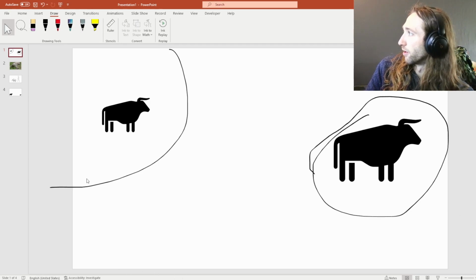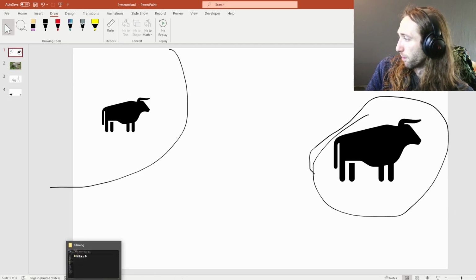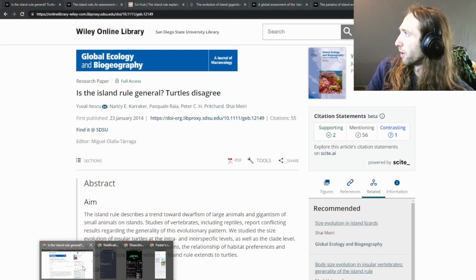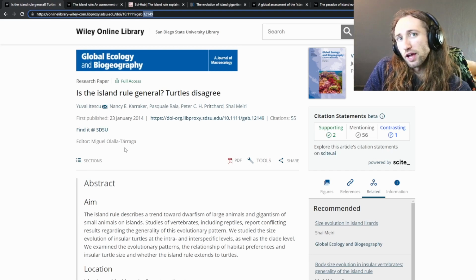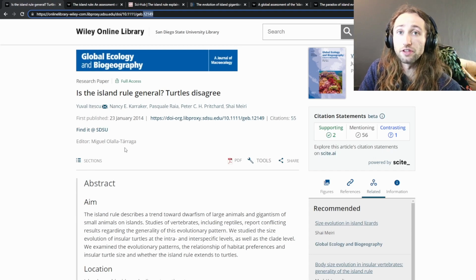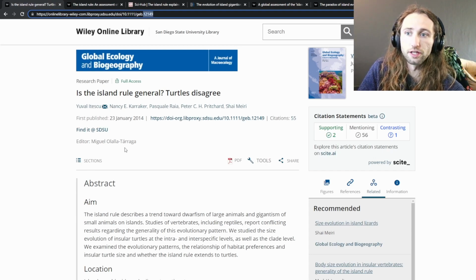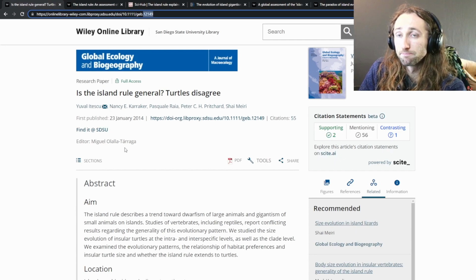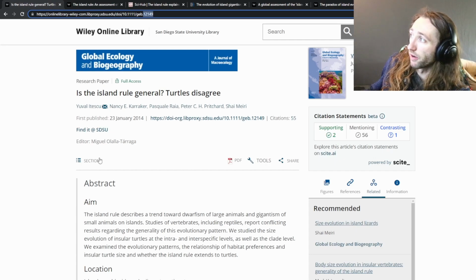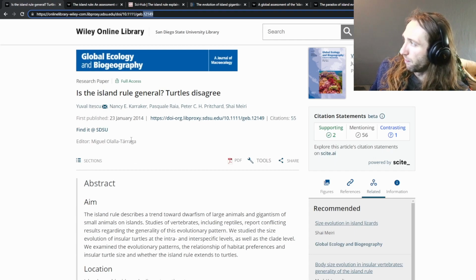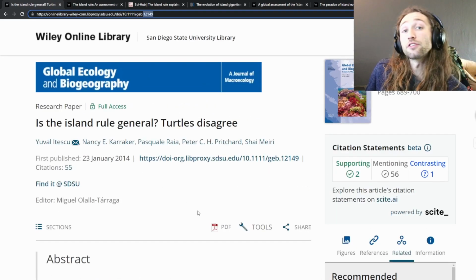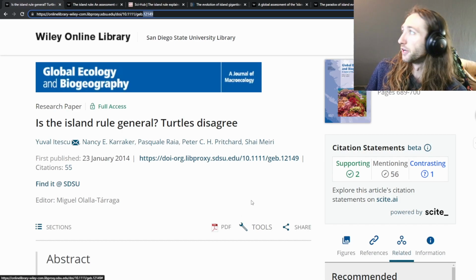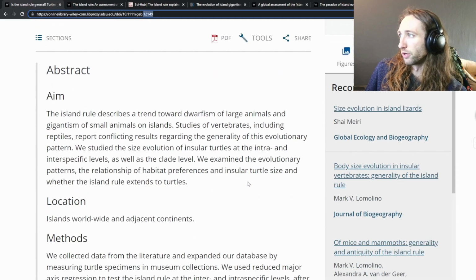Now, I've talked about the island rule before, and I mentioned it on a post a while back, and someone pointed out that the island rule is actually a lot more contested, and some of the direct examples I use, such as the Galapagos tortoises, were pretty much found not to be true. So this paper, The Island Rule General, Turtles Disagree, kickstarted this for me. Part of my master's research is on turtle biogeography, so this is a fantastic read for me.